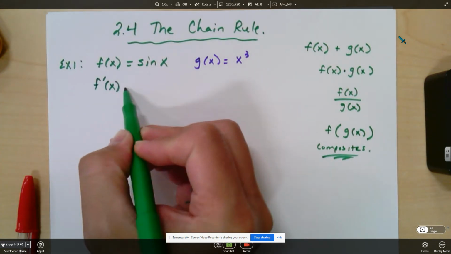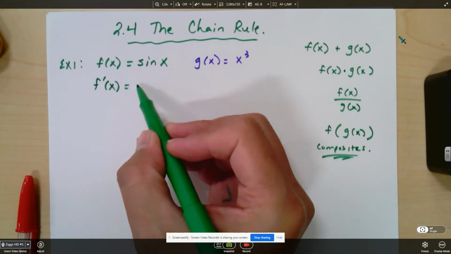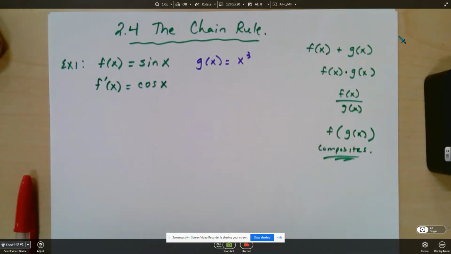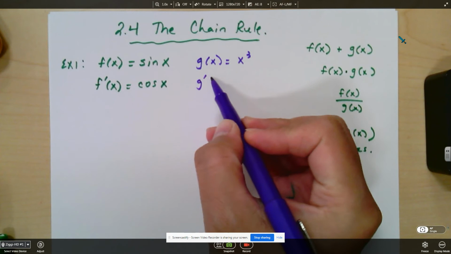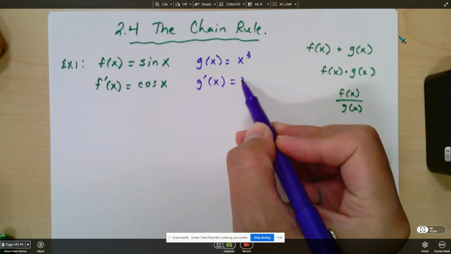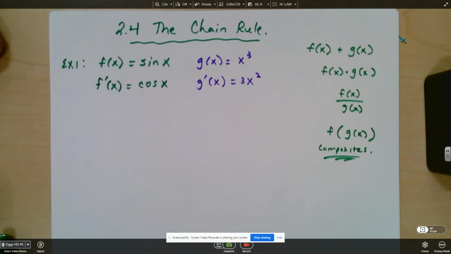So the derivative of sine is cosine. And then the derivative of x cubed is 3x squared. So these are by themselves individually, but I'm going to put them together. I'm going to do a composite.